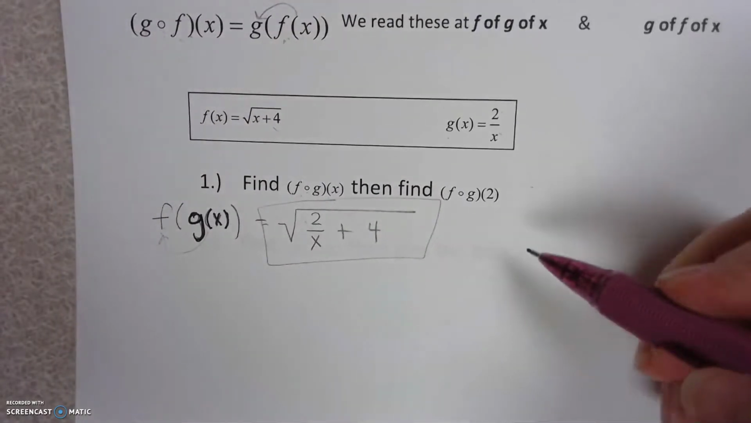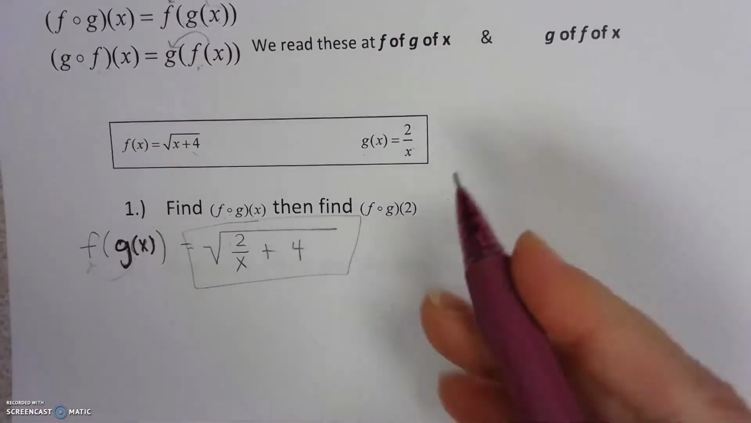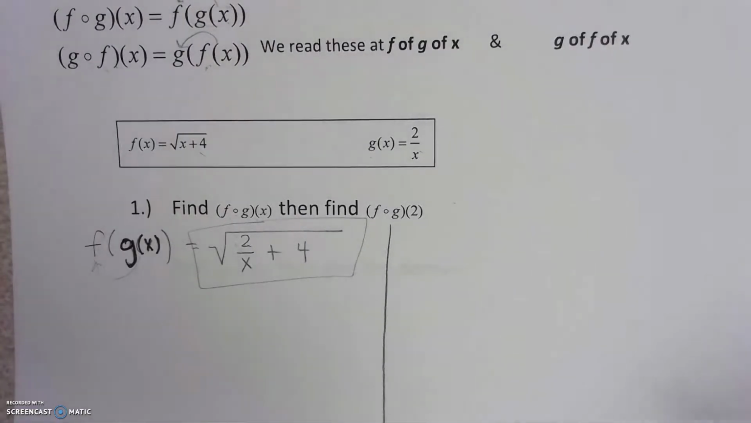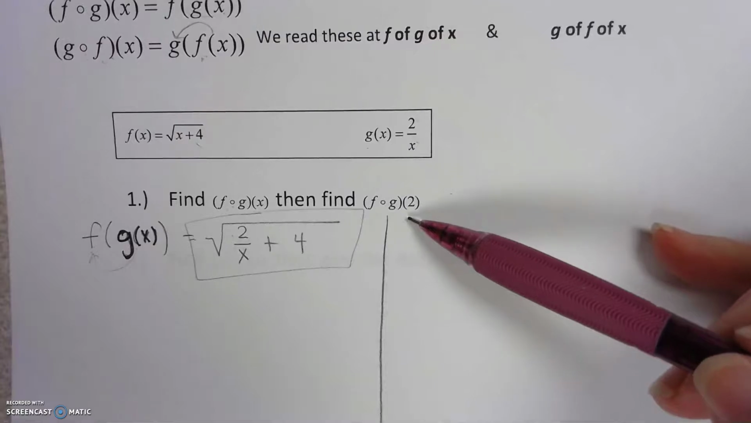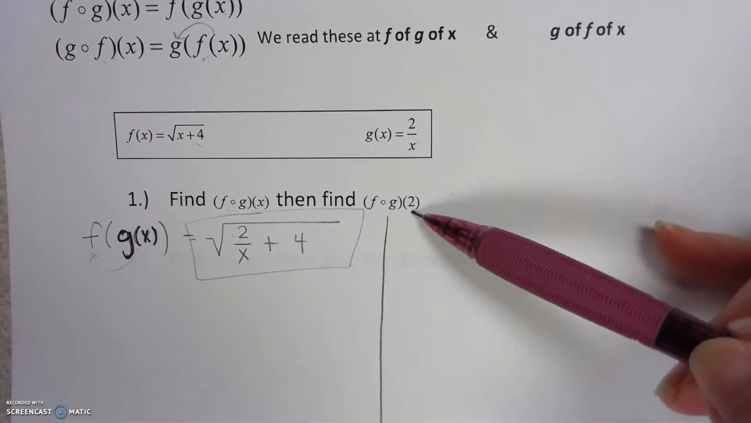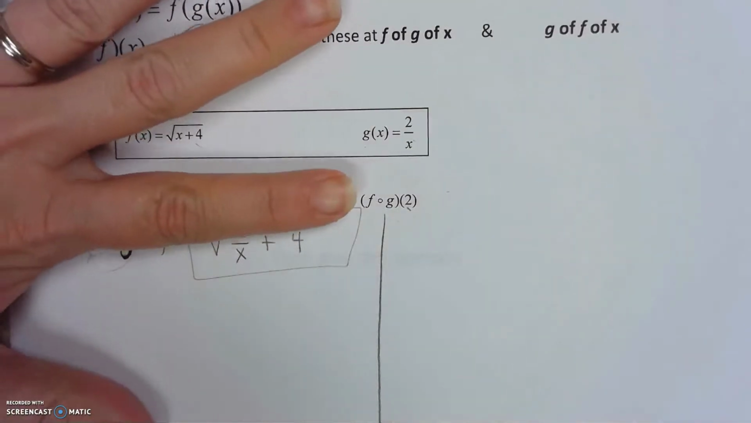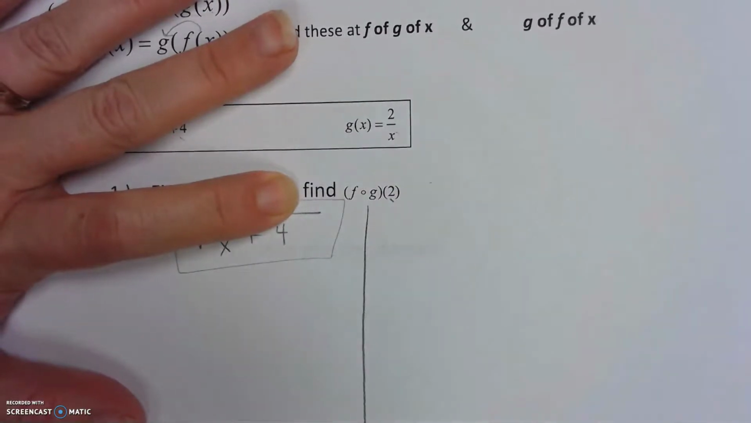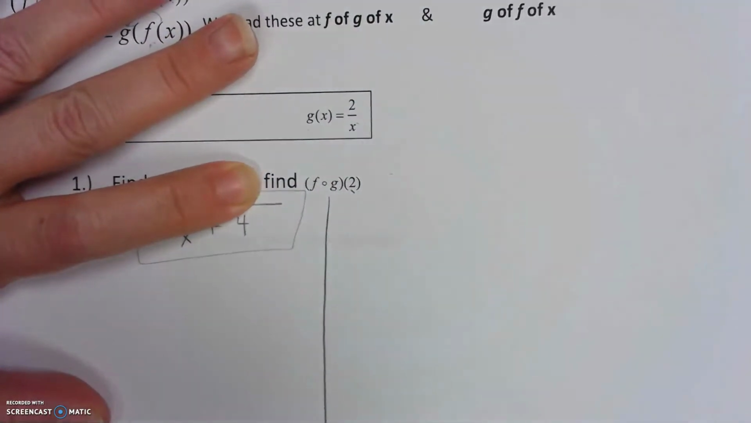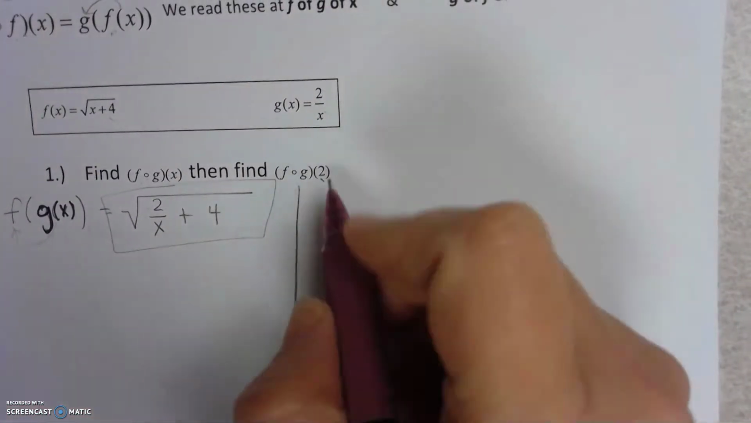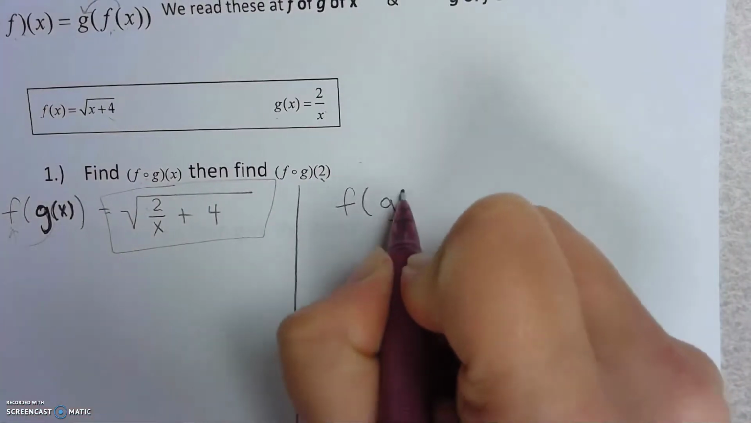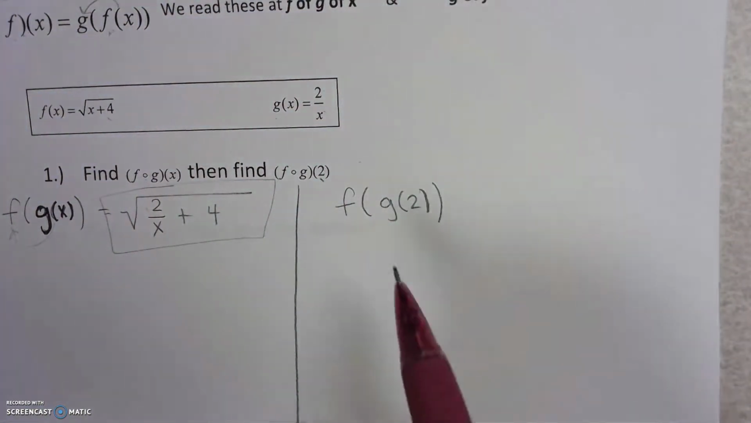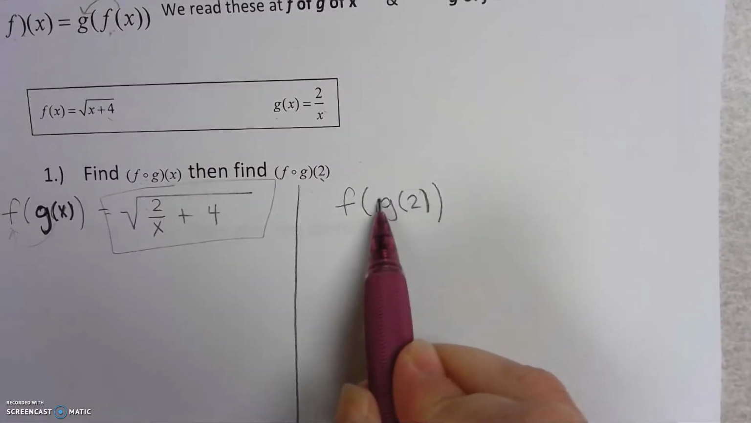Now let's go back to the second part. If they ask me to find f of g of a number, or f composite g of a number, so let's say all they said was find f composite g of 2. Here is the faster way to solve it. It means to take f of g of 2. So we're going to find this value right here.